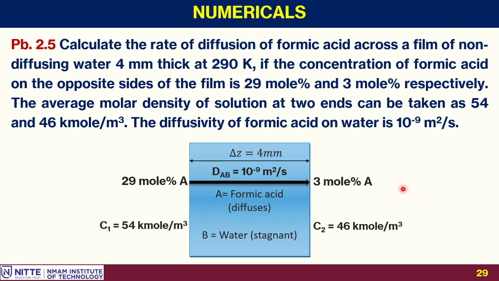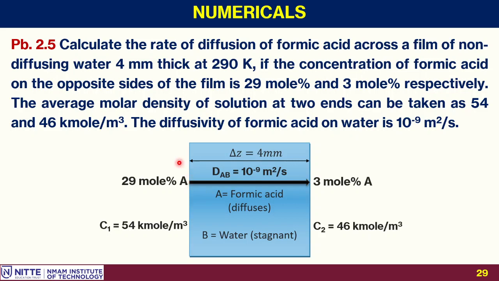Let us look at a problem. You can pause the video here, read the problem, and continue after that. What I will do is explain the problem graphically, pictorially. You have a system with formic acid on one side and liquid on the other side, a film of liquid. The water is not moving, but formic acid is moving through this liquid layer. Thickness 4 mm. Diffusivity 10 power minus 9 meters square per second.